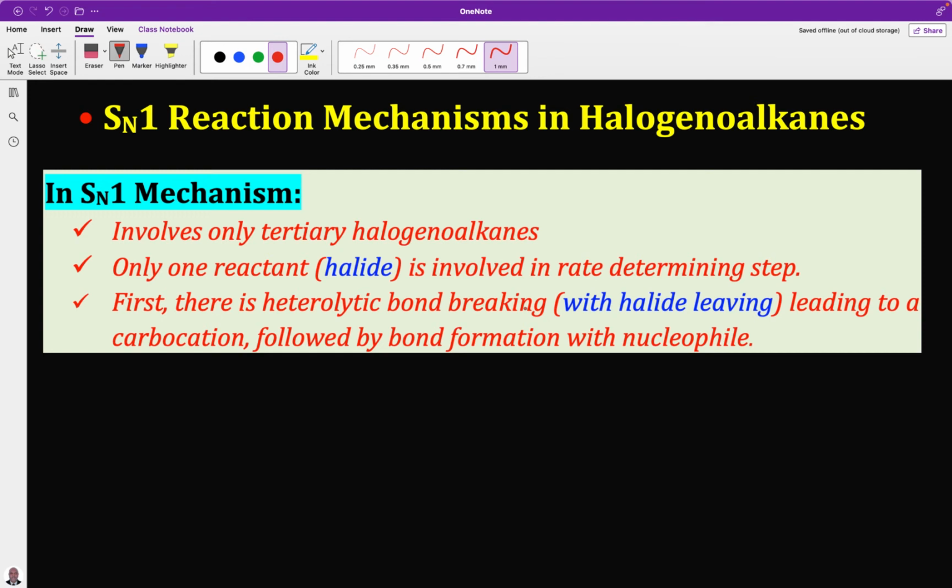SN1 reaction mechanism in halogenoalkanes. What is SN1 mechanism? The first thing: S stands for substitution, and the N stands for nucleophilic. Then 1 indicates the number of reacting species.